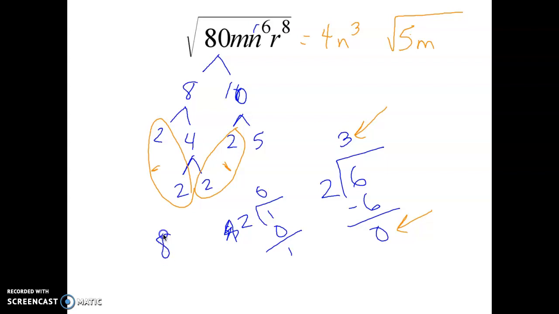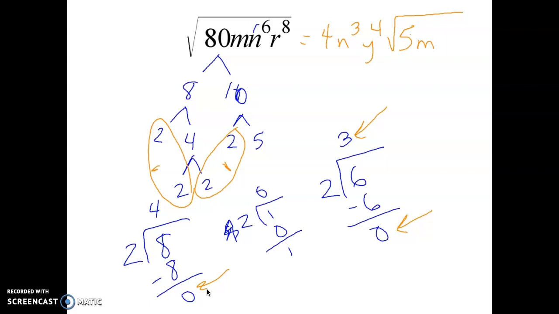All right, now let's look at r. The exponent on r is 8. I'm going to divide by 2. 2 goes into 8 4 times with 0 left over. All right, the number that tells me how many go outside the house is 4. Let me get r to the fourth. The number that tells me how many go inside the house is that 0, so there are no r's left.